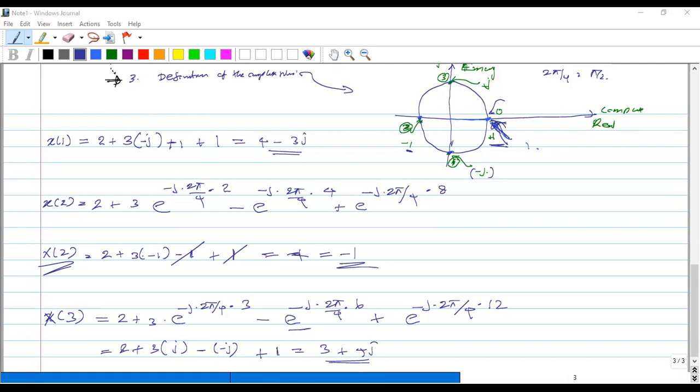So I get this one. Okay, so I have 2 here. So in this point, instead of this 2, we'll have 3 here. And the next term, minus x e to the power, you will have 6 here. So this will be 6. This will be plus e to the power minus j 2π by 4, 12. So you will have 12 here. So if I calculate that, it is 4 by 3j.